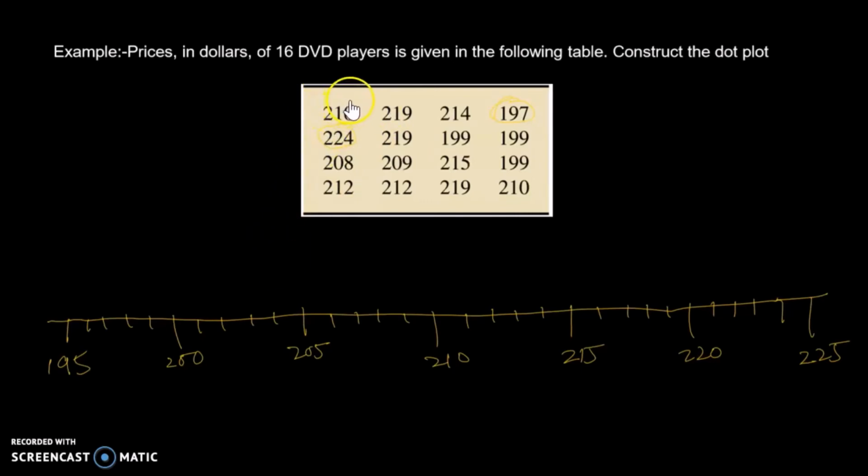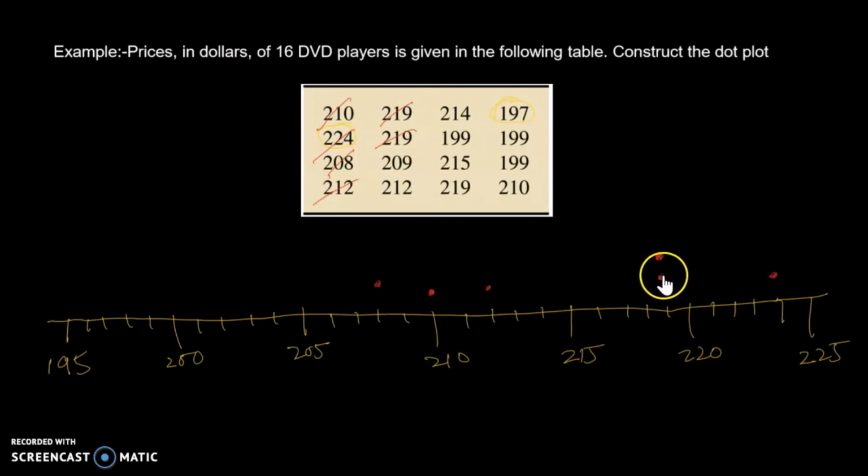This is 210. I crossed it out. This is one value. I put a dot. 224 is here. 208 is here. Let me complete all these values. 212 must be here. 219 is here, and 219.